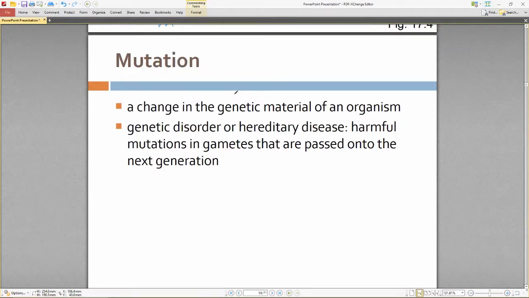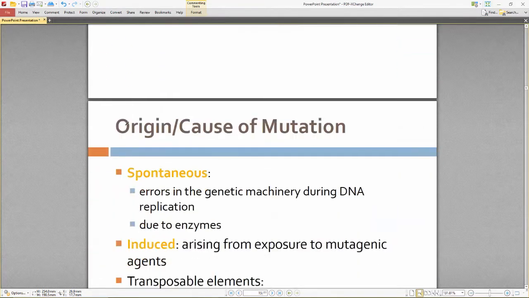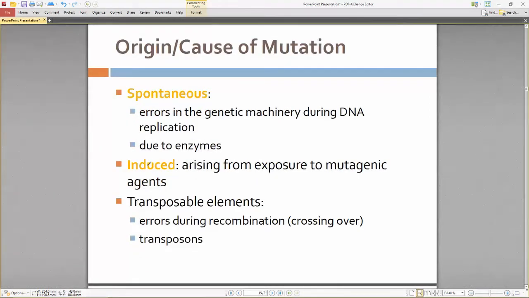Alright, so now we'll cover mutations. A mutation is a change in the genetic material of an organism. A genetic disorder or a hereditary disease is a harmful mutation. So these are harmful mutations in gametes that are passed on to the next generation. And gametes are like sperm and eggs.